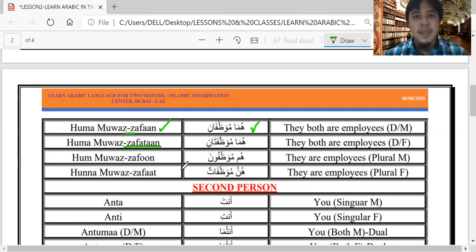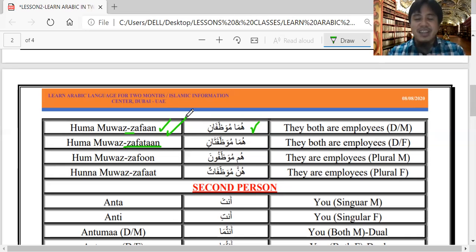And if I want to say two of them, male and female, I will use the male word. For example, Muhammad wa Khadija huma muwaddafan. Sorry, huma muwaddafan. I can use it for the male in the presence of a male in a group. All right, so I will repeat it. Muhammad wa Khadija huma muwaddafan.